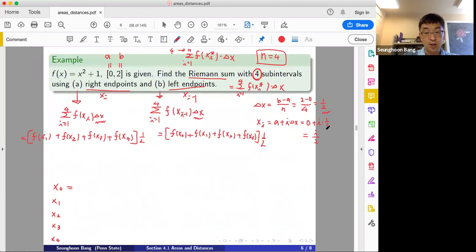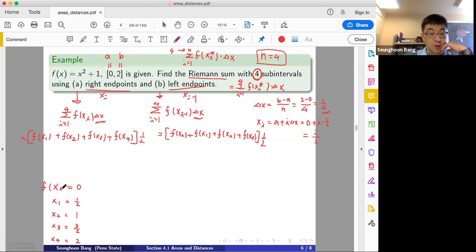Plug x0 is 0 over 2, exactly 0. What's x1? You plug 1 into i, 1 over 2. What's x2? You can plug 2 into here, 2 over 2 is just 1. What's x3? x3 is plug 3 into i, 3 over 2. You can plug 4 into i, 4 over 2 is only 2. So these numbers, find the function values.